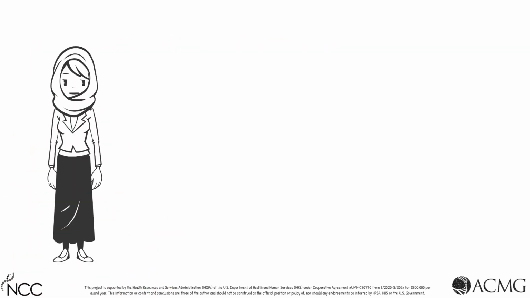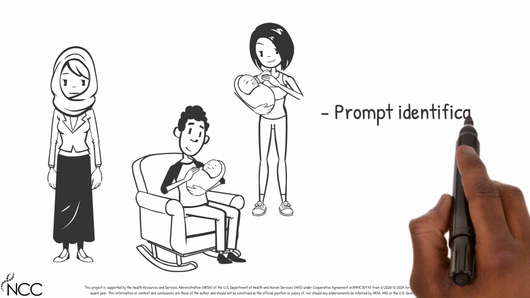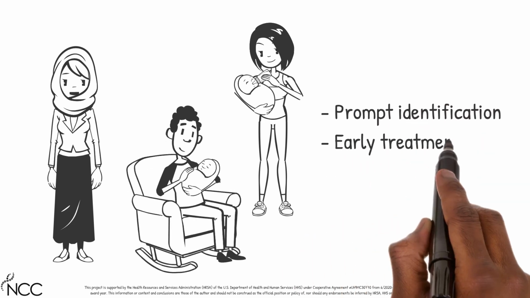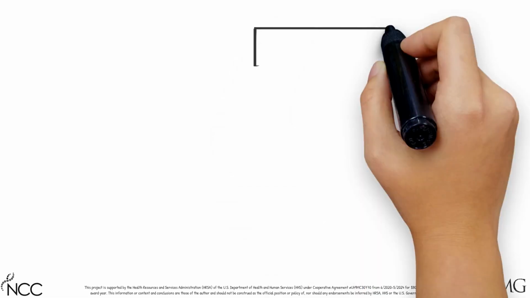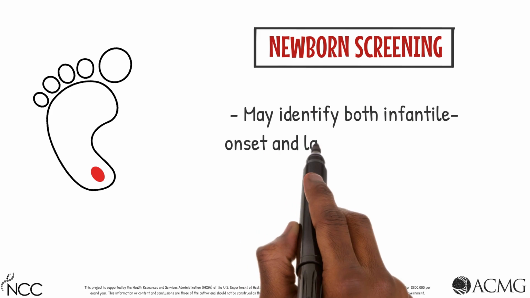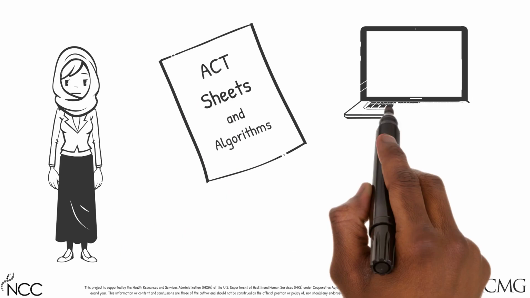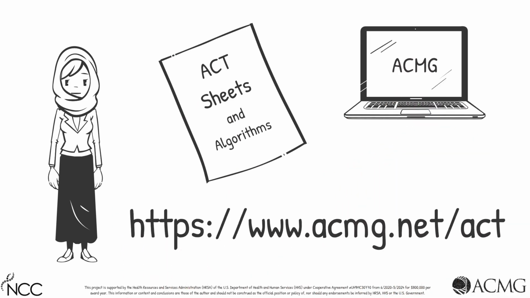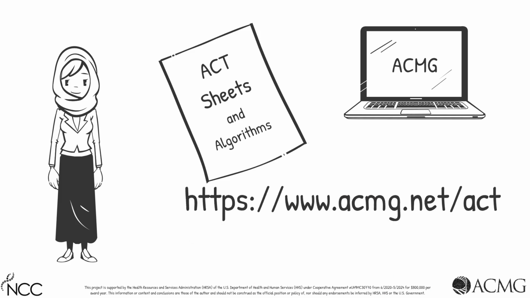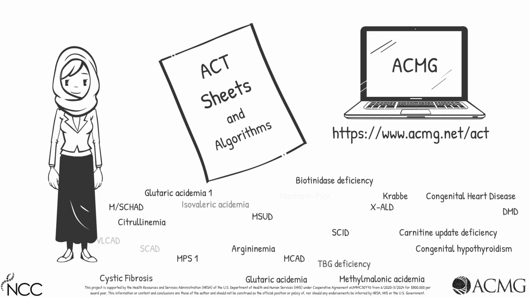Before we end today's session, let's have a quick review. First, Krabbe disease is a serious condition, and identification of affected individuals is essential for administration of early treatment. Second, newborn screening may identify both the infantile and later onset forms of Krabbe disease. Third, ACT sheets are freely available on the ACMG website to review in the event of a screen positive result. In addition to Krabbe disease, ACT sheets are available for many other diseases that can be identified through newborn screening.